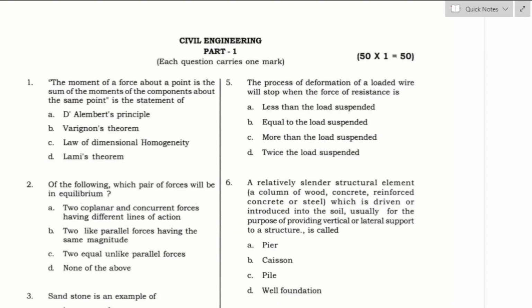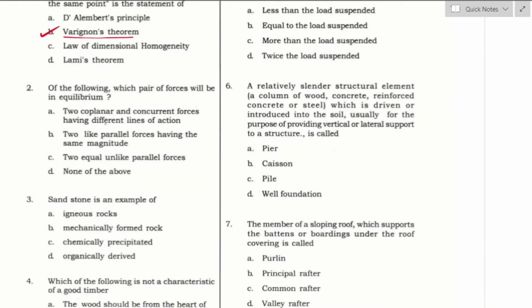Question number 1. The moment of a force about a point is the sum of the moment of the components about the same point. It is a statement belonging to Varignon's theorem. So option B is the right answer. According to Varignon's theorem, the sum of the moments about a point is equal to F1 into R1 plus F2 into R2.